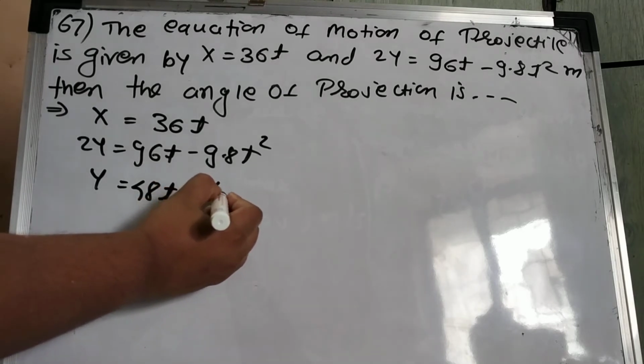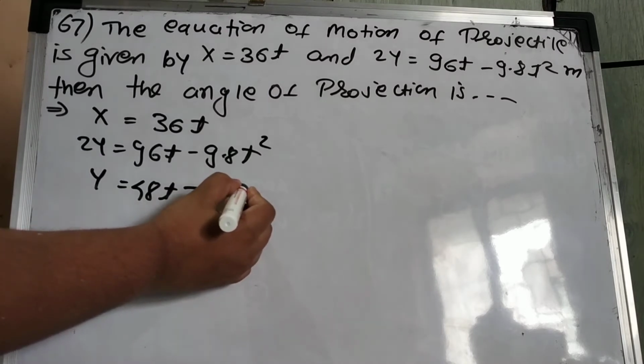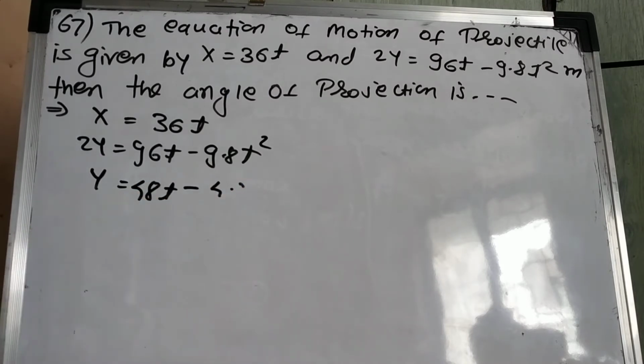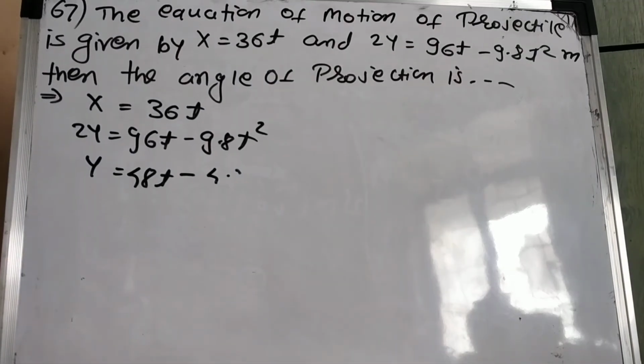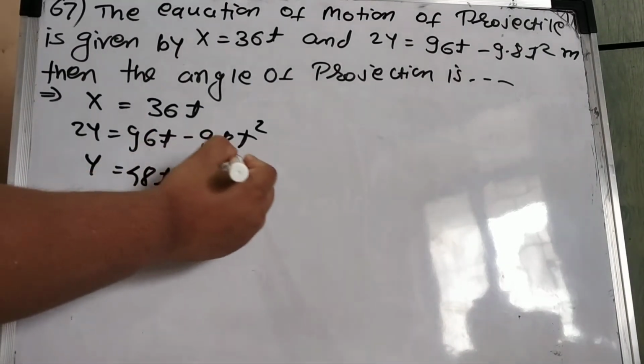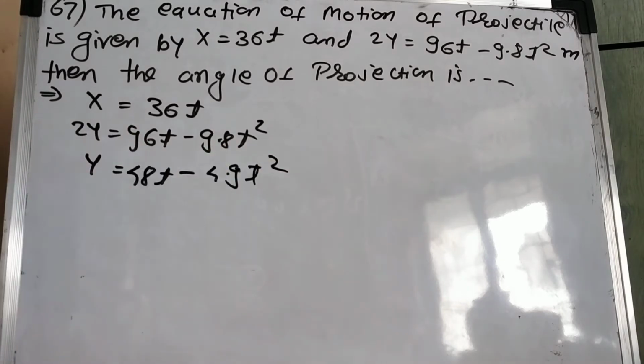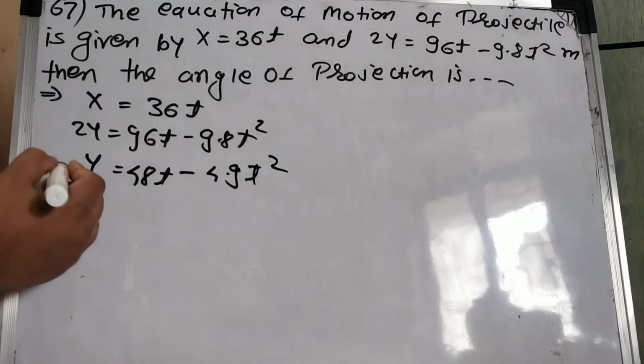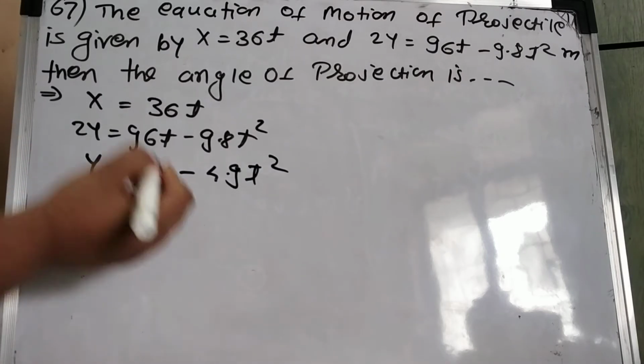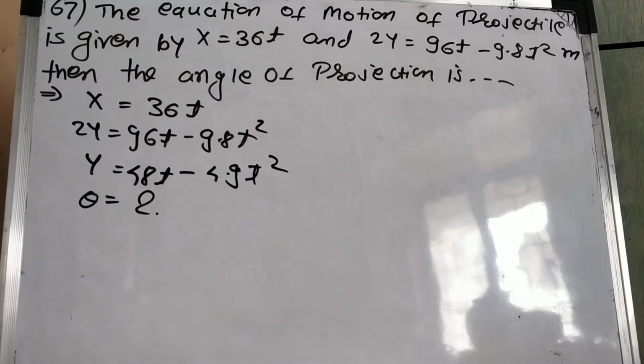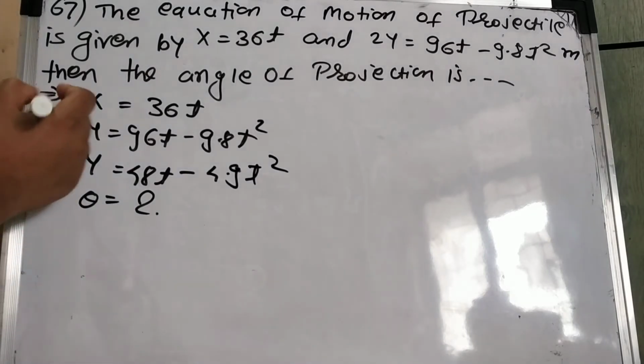4.9 t square. Okay, next we have to calculate what? Angle theta is equal to how much. Okay, how to calculate it? Simple. First take the derivative.